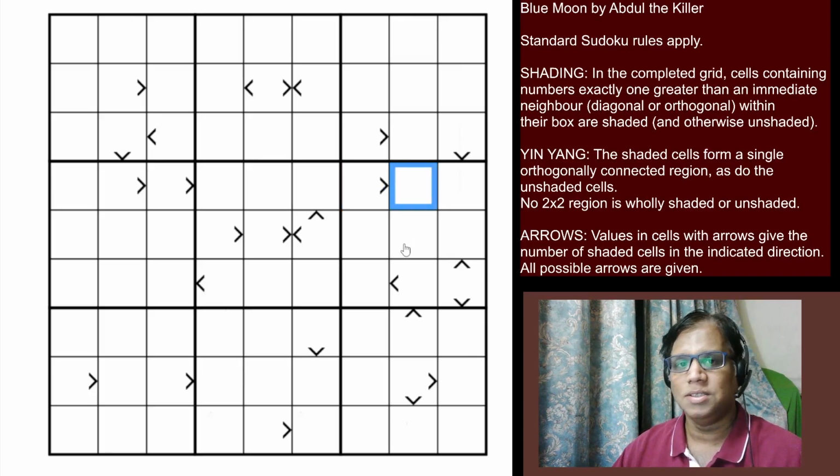It is a 3-star on Logic Master, so I thought it would be a good addition for the channel. So give it a try and hopefully you will also be able to solve it. So let's read the rules.